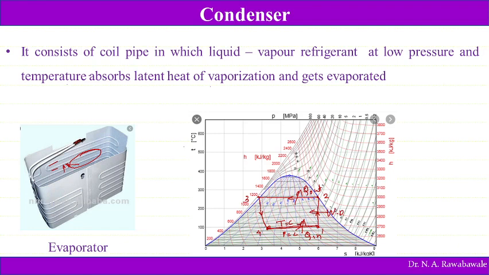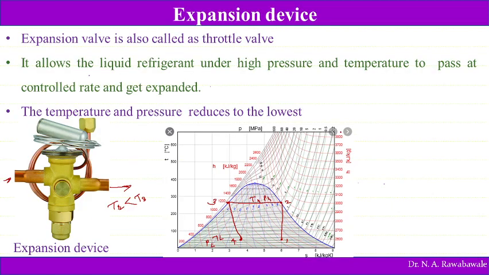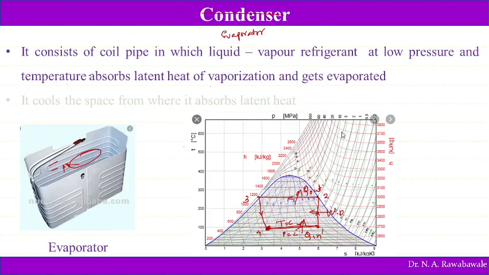This fourth process helps us reduce the temperature and pressure so that the refrigerant will be able to absorb heat energy in the evaporator. Sorry, this is the evaporator, so this is wrongly written. Evaporator. Then it cools this space from where it absorbs latent heat. So this space is cooled by this refrigerant, thereby absorbing latent heat of vaporization.